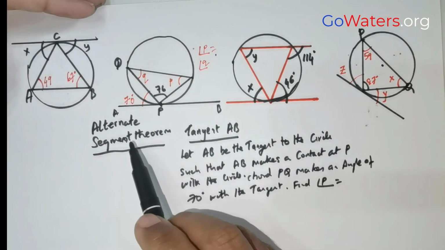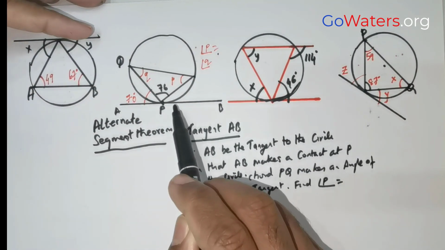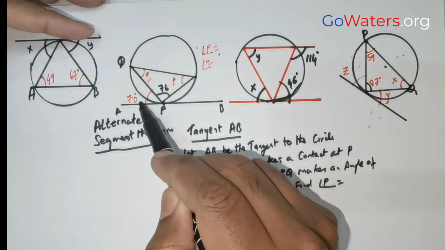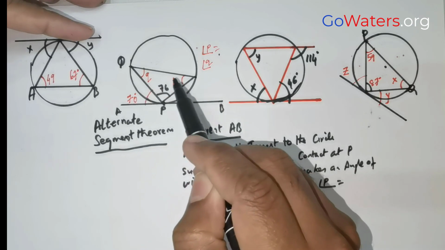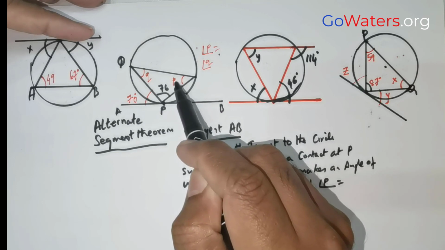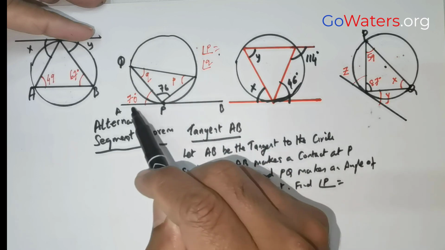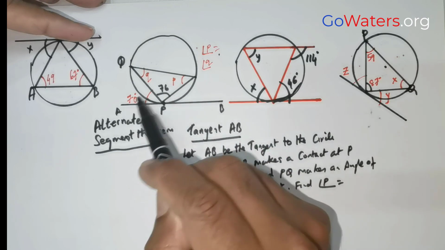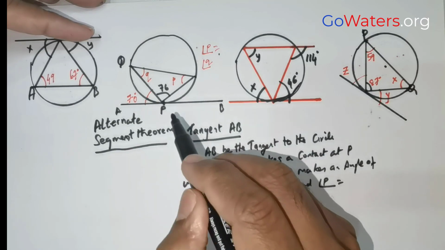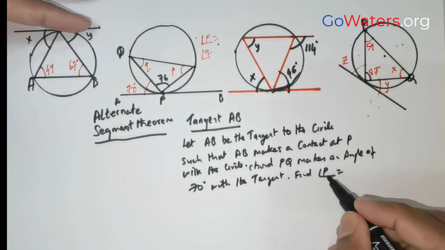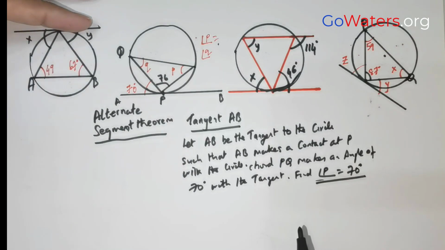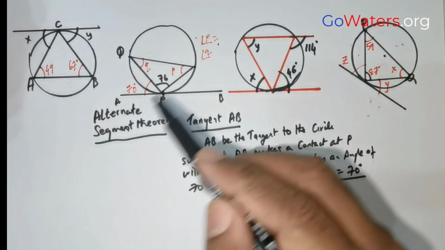Now remember, the tangent is actually making an angle with the chord PQ, and the angle is 70 degrees. Now this angle will directly be the same as the angle P. In other words, the angle P, which is opposite to the angle made by the tangent and the chord, will always be equal. So in other words, the angle P is going to be 70 degrees. So this is the concept of the alternate segment theorem.